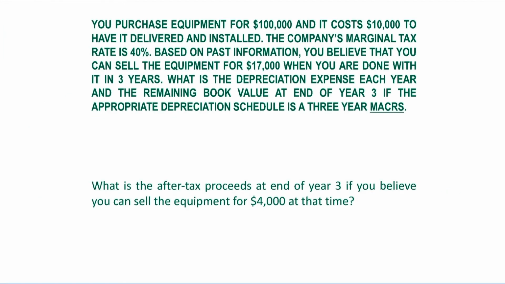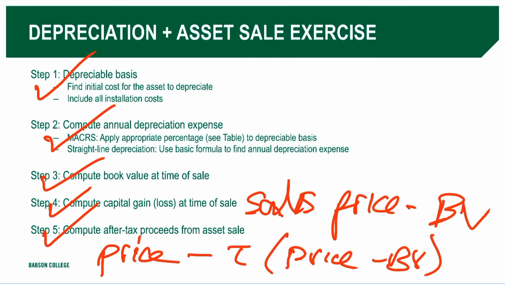So how does that wind up looking? Let's look at a couple of examples. Suppose that you purchase equipment for $100,000 and it costs $10,000 to have it delivered and installed. I'm going to pause there and note that you would consult with your accounting or financial reporting colleagues to confirm that the $10,000 installation and delivery cost is a capital expense and can be included in the depreciable basis. And then that means that we've answered the first question on the previous slide. The depreciable basis on this asset is going to be the $10,000 installation cost plus the $100,000 purchase price, for a total of $110,000.